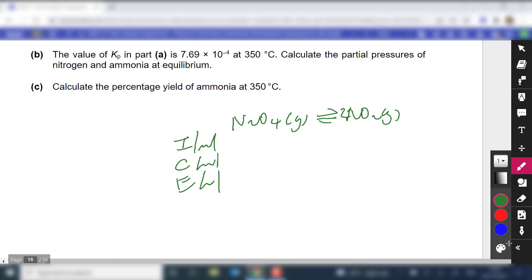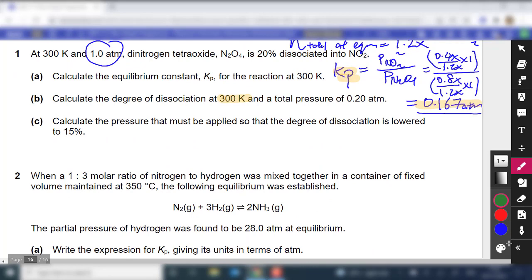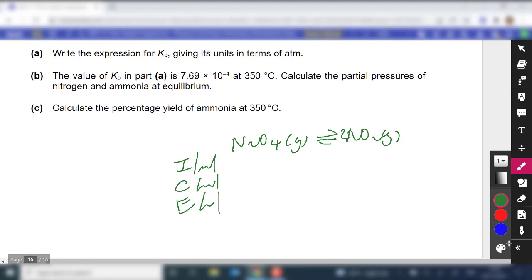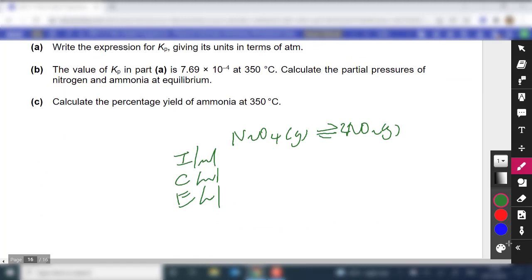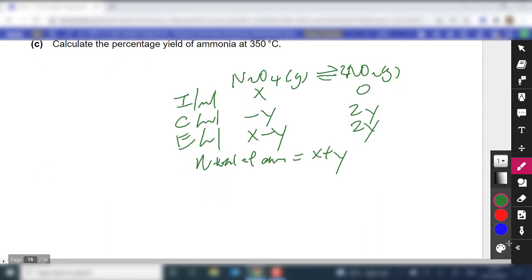Because you are supposed to calculate the degree of dissociation, it will actually help if you let the initial amount again be X. Okay, so this should be 0. So the change is minus Y, and over here will be 2Y. So this will be X minus Y, and this will be 2Y. Okay, so again, same narrative. So the total number of moles at equilibrium is equal to X plus Y, that will be X minus Y plus 2Y. Okay, same old story.